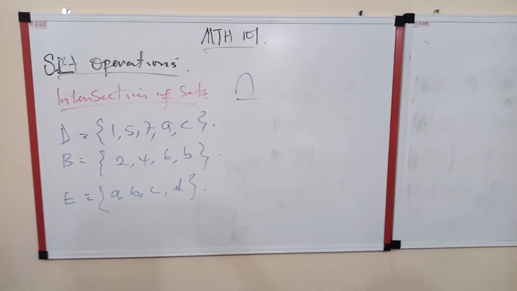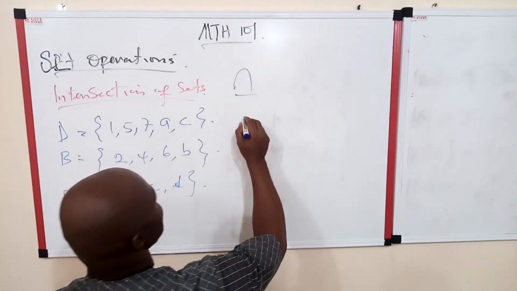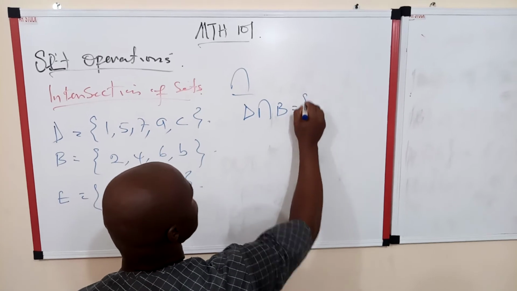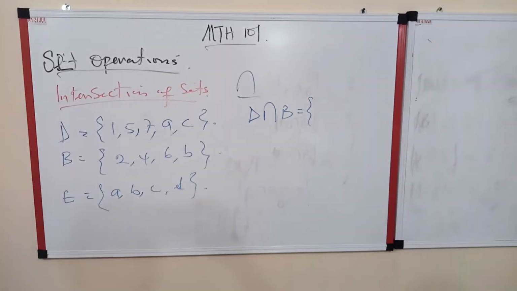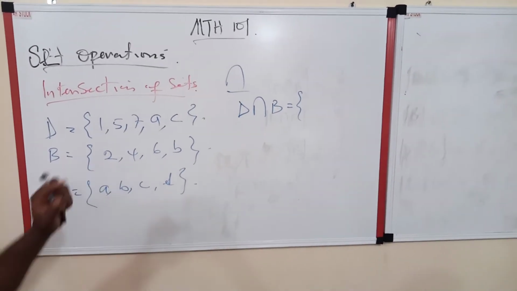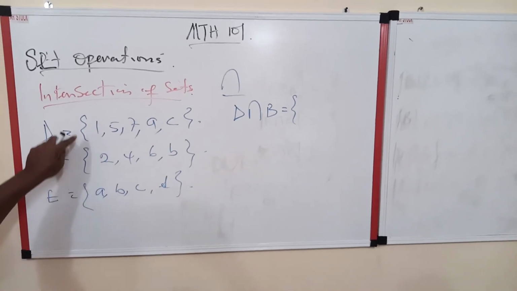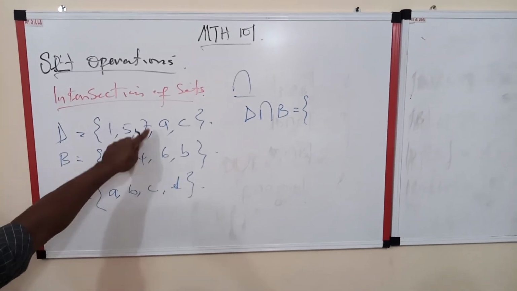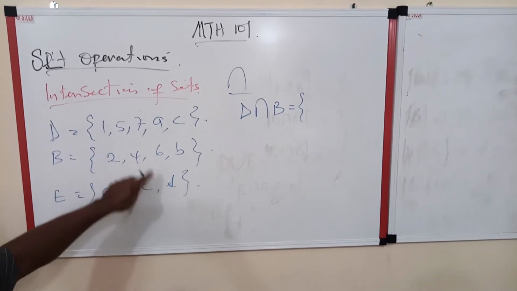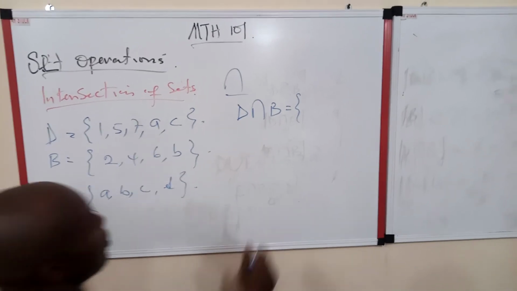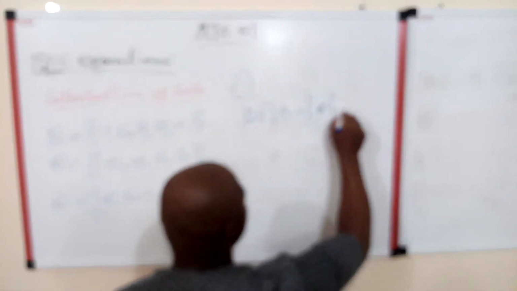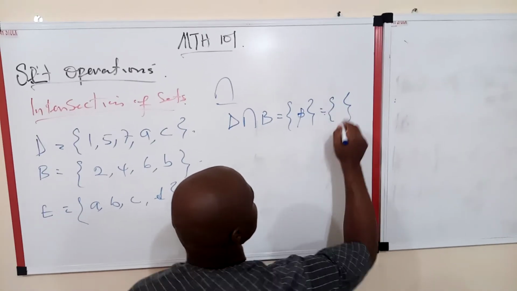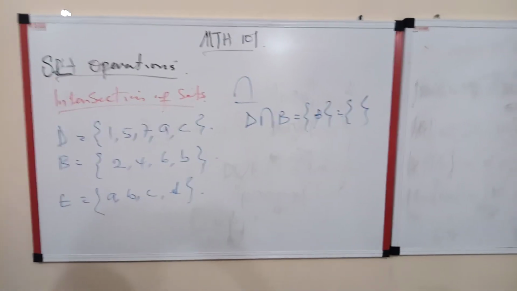So if we are interested in the intersection of two sets, we write it as D intersection B, and this is also a new set, a collection of new elements. The elements that are common to both D and B. And what are they? If you look at this, they don't have anything in common. D intersection B is a null set. You either write it like this, or you just leave it empty. It's a null set.